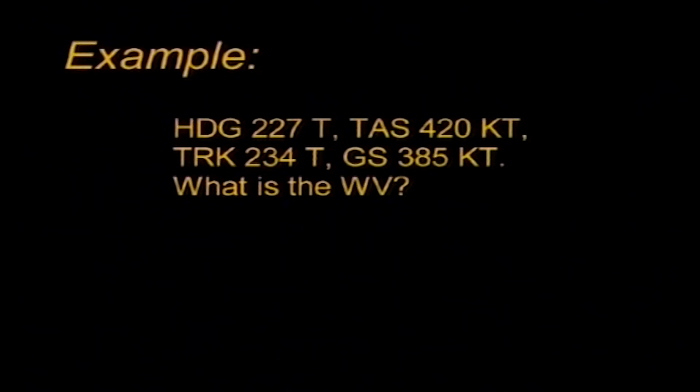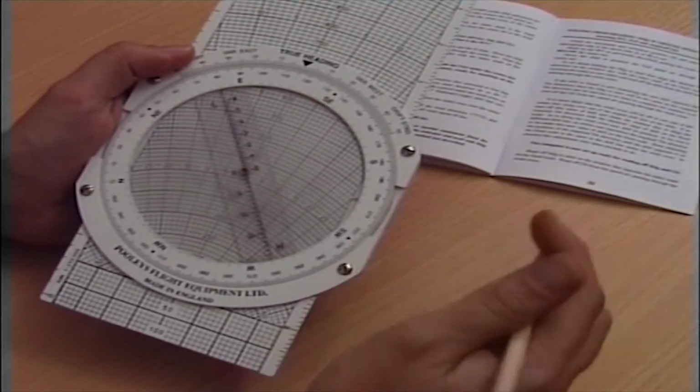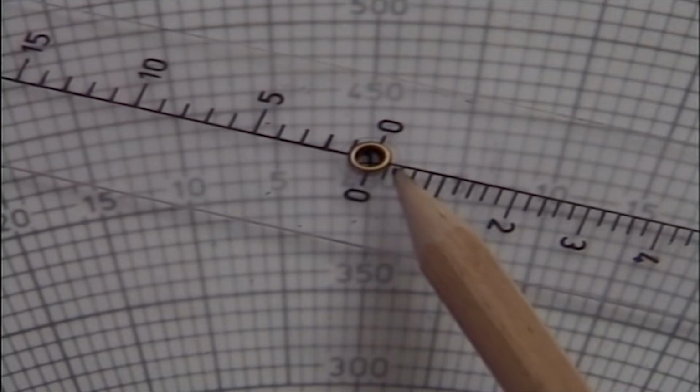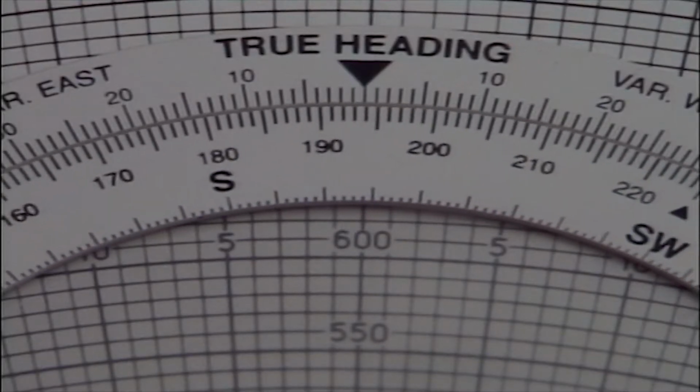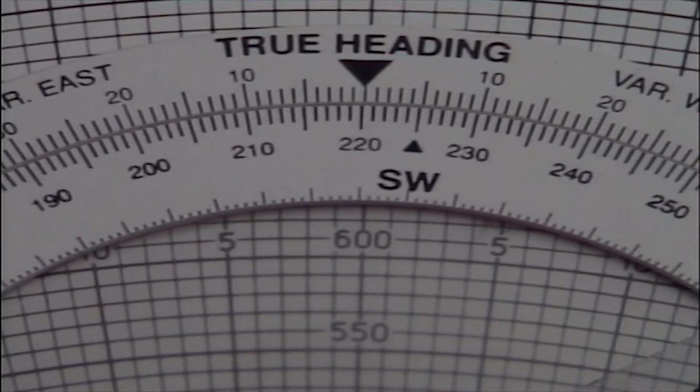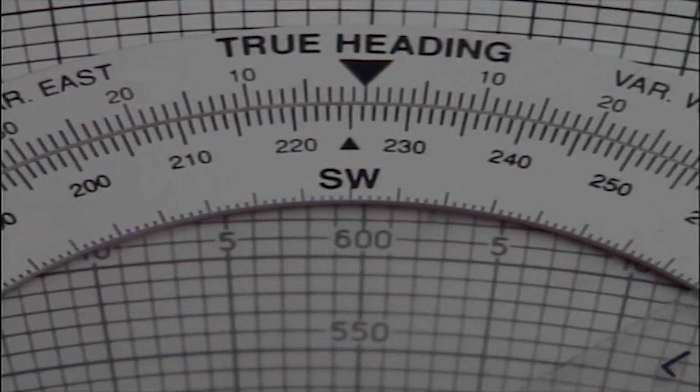Let's try another example. Heading is 227 degrees true, TAS 420 knots, track 234 degrees true. Ground speed is 385 knots. What is the wind velocity? Put the TAS of 420 knots in the centre using the high speed side. Now put the heading on by rotating the inner scale until 227 is under the true heading index.